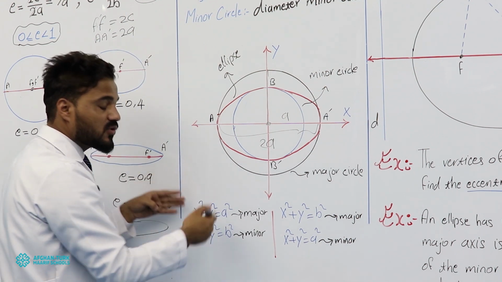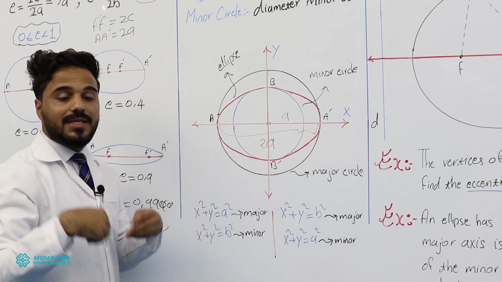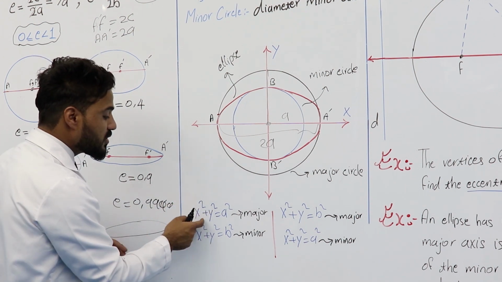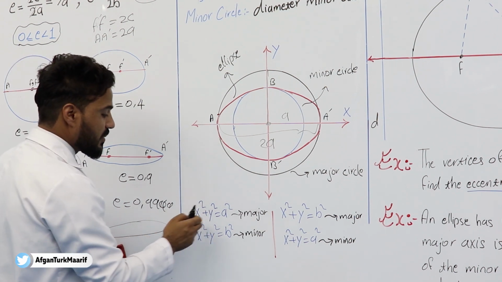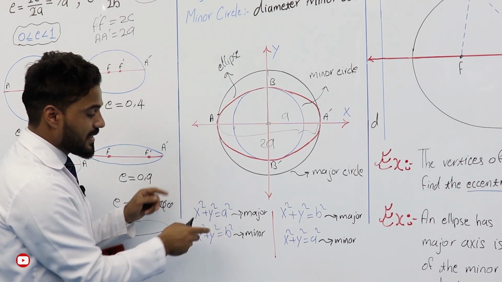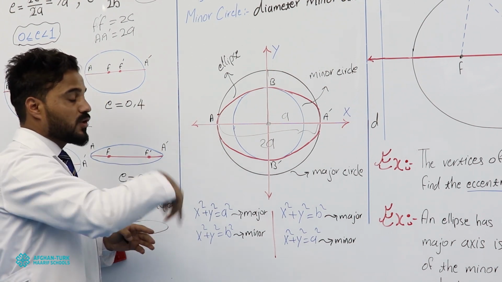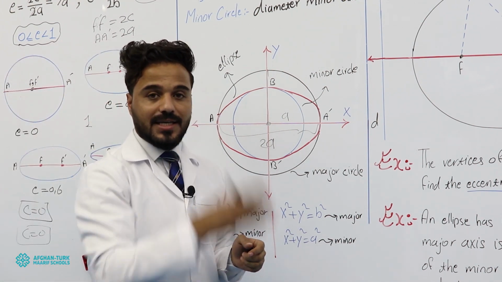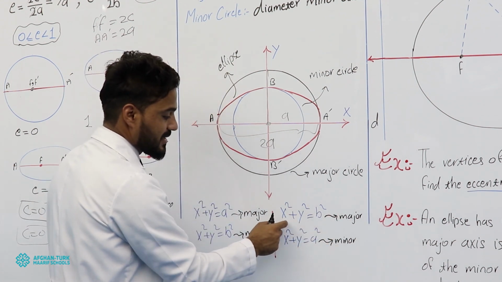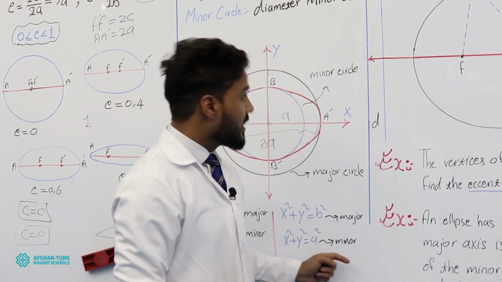But why in here we have x square and y square? Because the center of this circle is located on origin. When the center of a circle lies on origin, at that time we don't have a or b in here. So x square plus y square is equal to a square, and x square plus y square is equal to b square. These are the equations of these two circles. But when the foci of an ellipse lie on vertical axis, at that time the equations of circles are these two. For major circle, x square plus y square is equal to b square. For minor circle, x square plus y square is equal to a square.